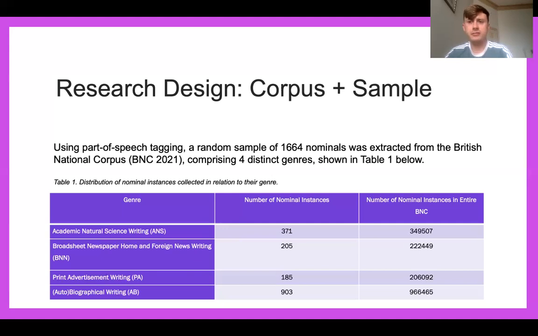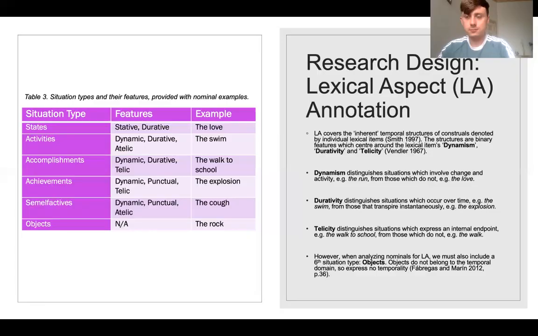A random sample of 1,664 nominals was extracted from the British National Corpus using part of speech tagging. This was comprised of four genres, which are outlined in the table on screen now. The remaining nominals were then analysed for lexical aspect. Lexical aspect covers the inherent temporal structures of construals denoted by individual lexical items. The structures are binary features, which centre around the lexical item's dynamism, durativity and telicity.